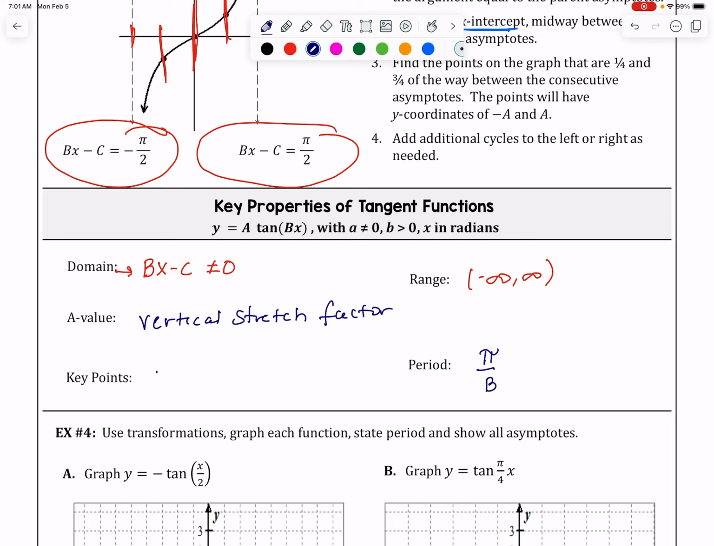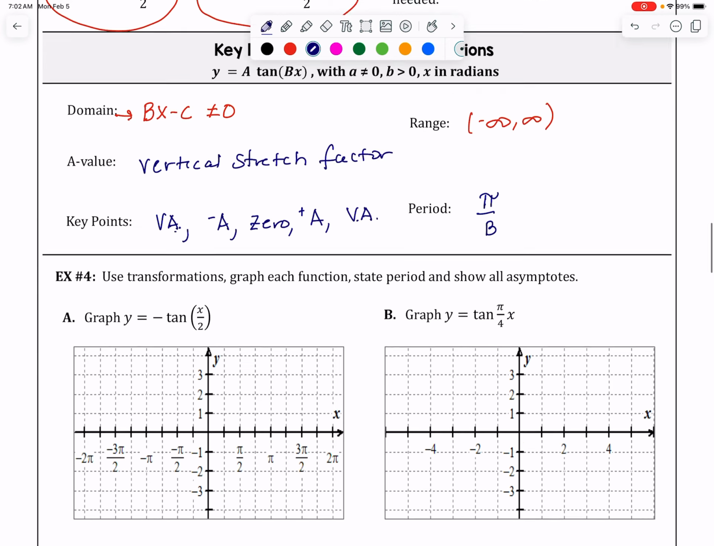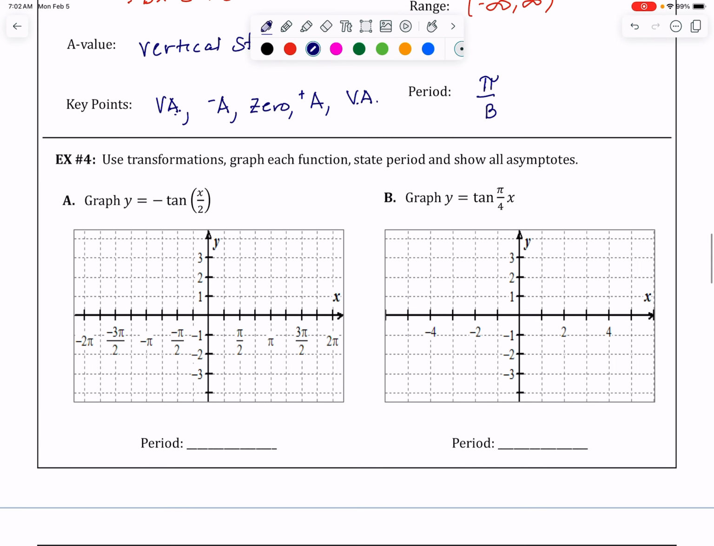And then, of course, our key points, we said, are vertical asymptote, negative A, 0, A, positive A, vertical asymptote. Okay, so let's see what this looks like. All right, here we go. Use transformations, graph each function, state the period, show all the asymptotes. All right, so here we go.